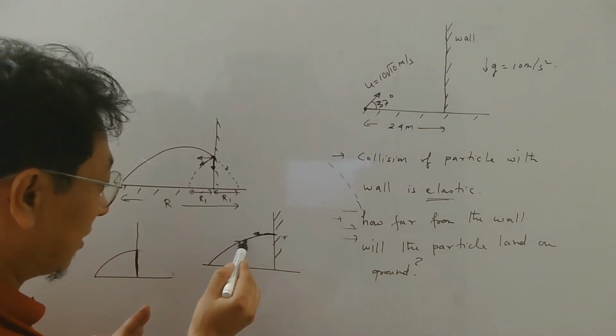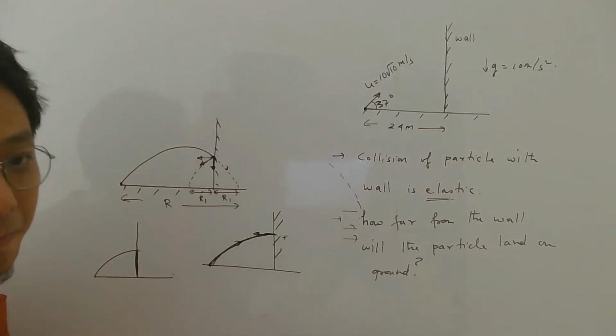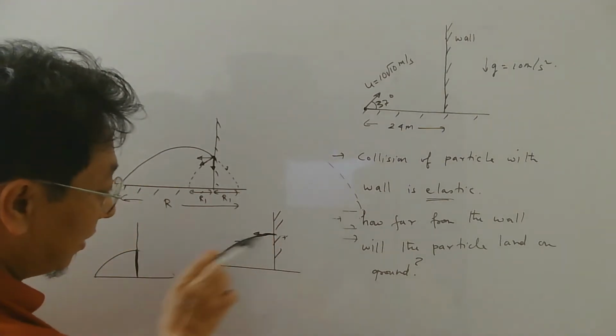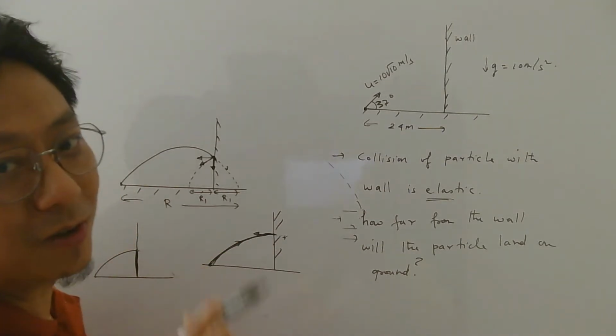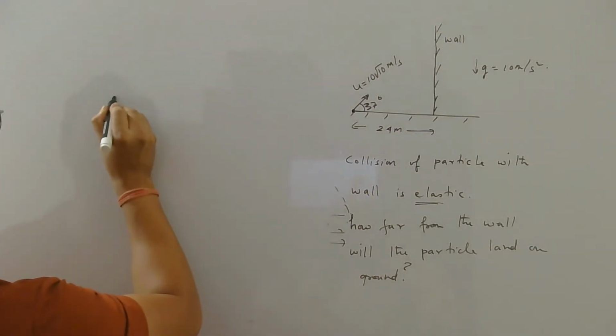So the same horizontal distance it will cover, so it will come back to the same point. So if you want the body to retrace the path, it should hit the wall perpendicularly. Okay. So in this question, first we should see what is the range of the particle.